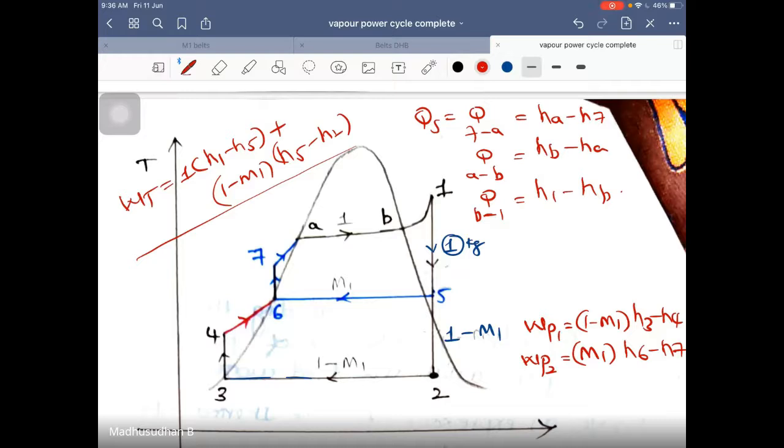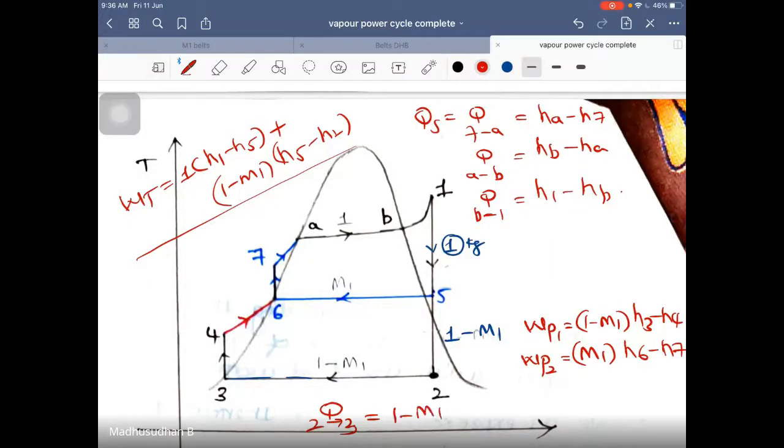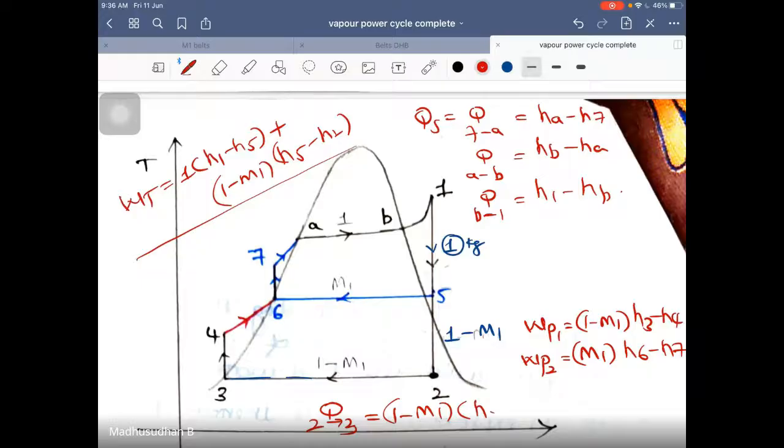Okay. Now, can you give me the heat lost in the condenser? That is from 2 to 3, sorry. Heat lost in the condenser, anyone? 1 minus M1 into H3 minus H2. Excellent, Lucky. 1 minus M1 into H3 minus H2. Excellent. Final minus initial.